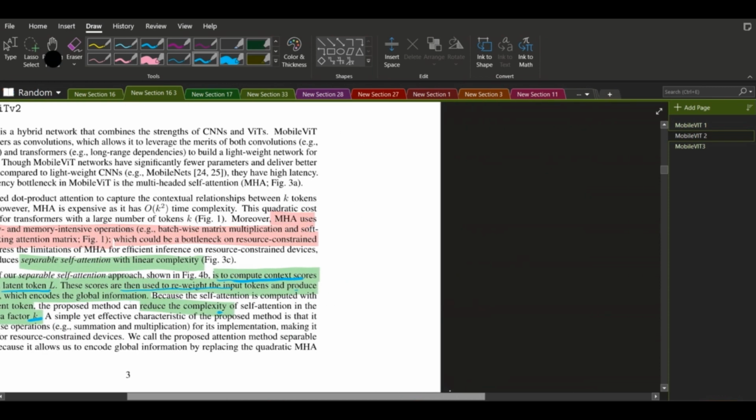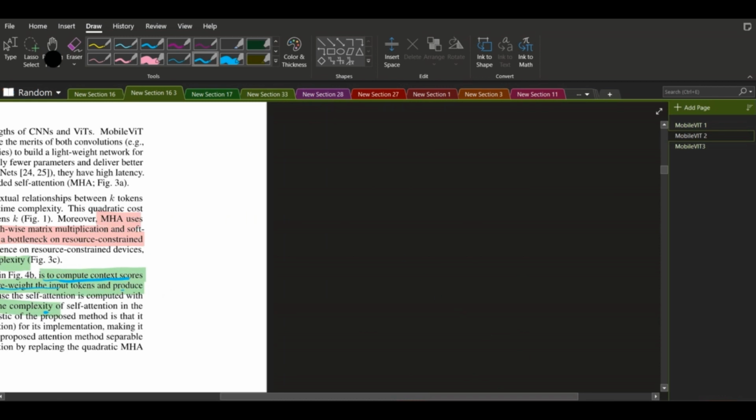Okay, so what does this mean essentially? Let's take an example. Let's say we have inputs, and obviously because this is MobileViT, our input is going to be patches, so we split the image. I'm just taking you through it step by step so that you understand what this means essentially. That's why I'm explaining it from scratch.